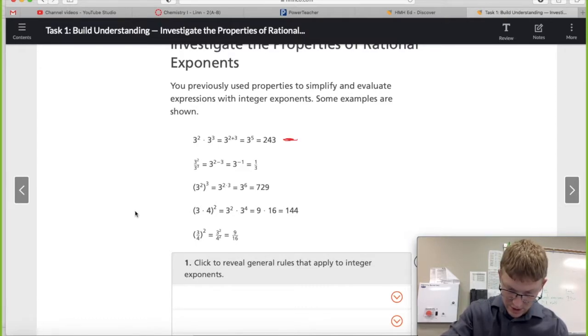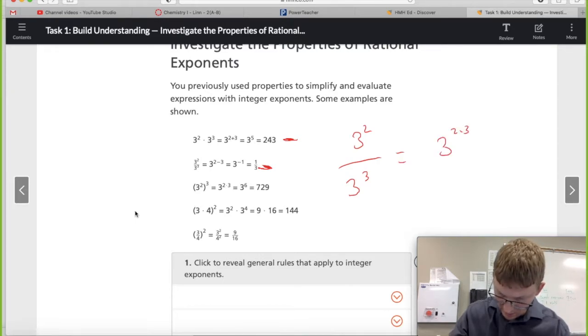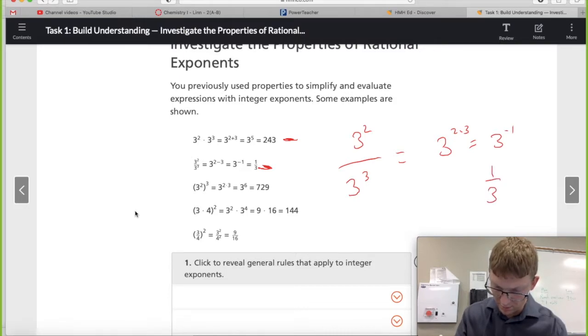So if you were doing division, so 3 squared divided by 3 to the 3rd is equal to 2 minus 3, which is equal to 3 to the negative 1. So this is where things get a little weird, but shouldn't be too bad. So when you have a negative 1 in an exponent, that's basically like 1 over 3. So like your negative 2 would be 1 over 3 squared and things like that. So that negative sign just essentially turns it into an inverse.